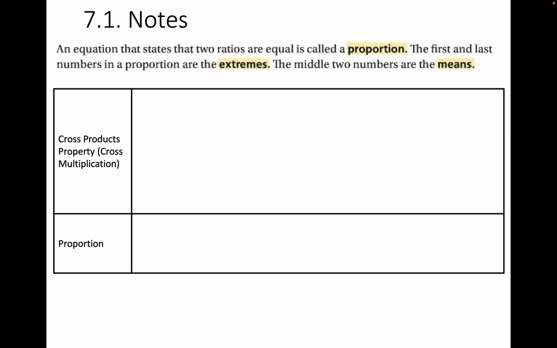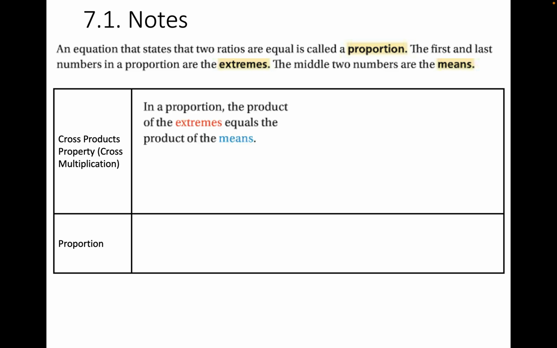All right, when I have some ratios, I can have ratios that I have to determine are two ratios equal to each other. To do that, I can use what's called the cross products property, or we often just call it cross multiplication. An equation that has two ratios is called a proportion. The first and last numbers in the proportion are the extremes, and the middle two numbers are the means.